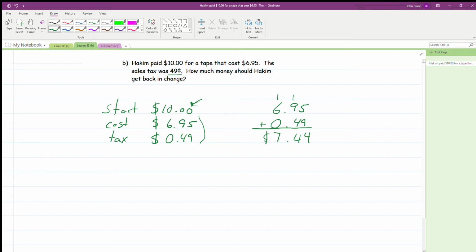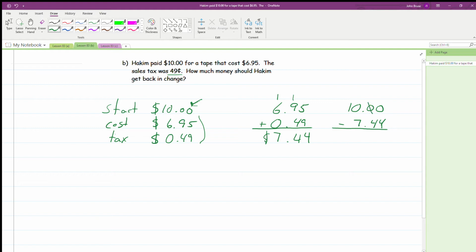Now he gave the clerk a $10 bill, so we need to find out what his change is going to be. And the way we can do that is we can take the $10 and we can subtract the cost of the tape with the tax, which is $7.44. So we need to subtract that. Okay, so I can't take 4 pennies away from no pennies, so I'm going to borrow from the dimes, which I can't because there's no dimes.